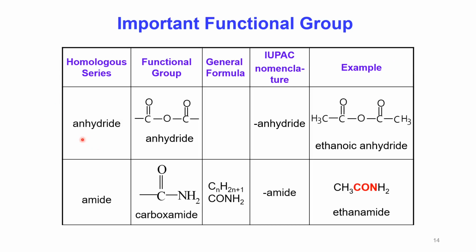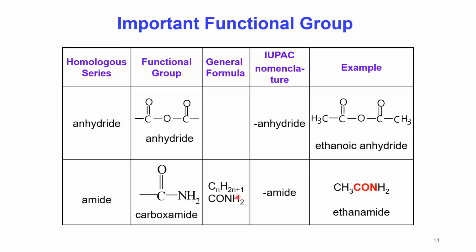Okay, the next one we have anhydride. This is the structure of the functional group, C double bond O, OC double bond O, and the name of the functional group is anhydride. There is no general formula for anhydride. The IUPAC nomenclature is anhydride, and the example is CH3, C double bond O, OC double bond O, CH3. So this is ethanoic anhydride.